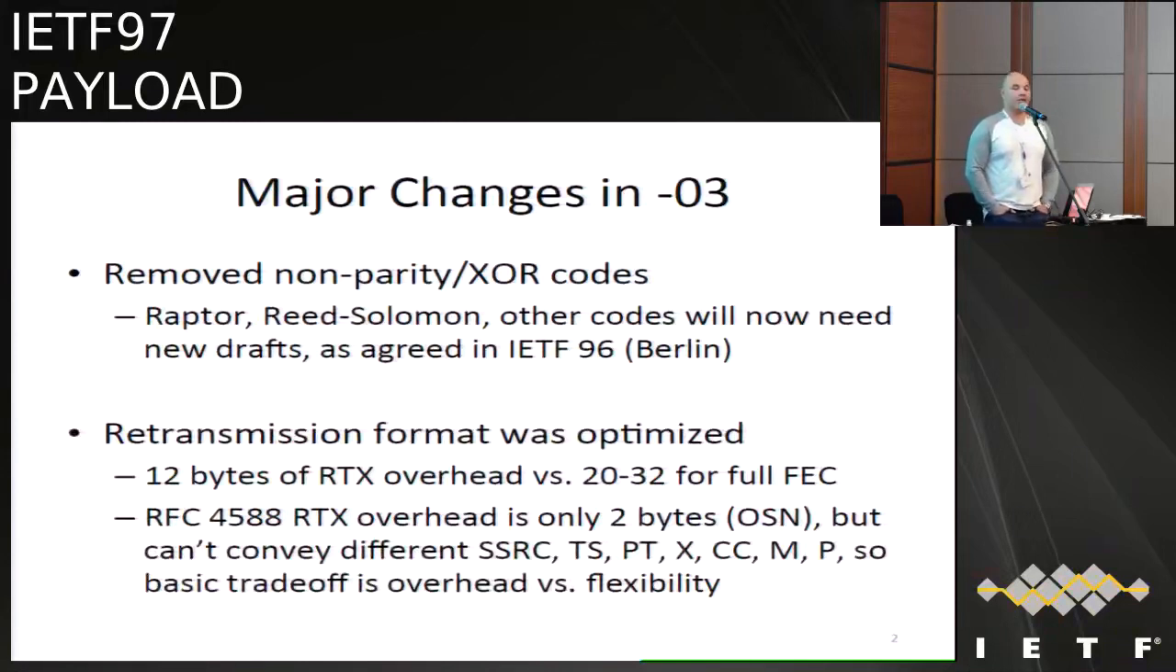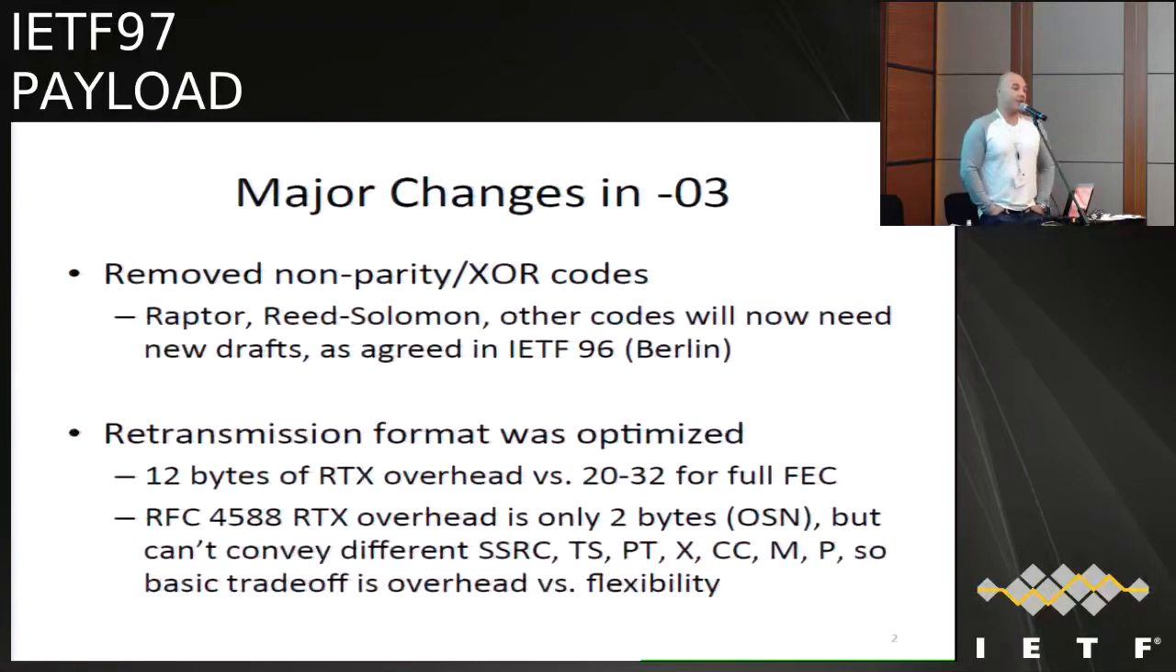The old retransmission header is only 2 bytes. There's an original sequence number, and that's it. Everything else is basically inherited from the RTP header. So there's a little bit of friction here: if we try to reduce the overhead too much, then we lose some of the benefits of flexible FEC.